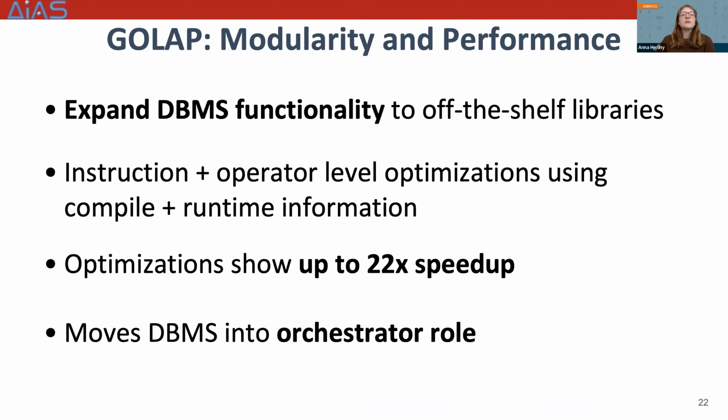To conclude, we present a new database design that allows off-the-shelf libraries to be ingested. We use both compile and runtime information to apply both instruction and operator level optimizations that can show up to 22 times speedup. And the takeaway is that we can move the database into an orchestrator role so that we can ingest external pipelines and gain new functionality without paying a penalty.